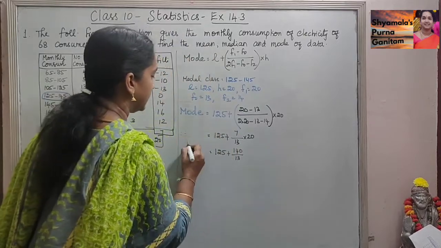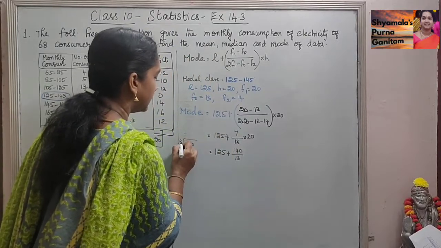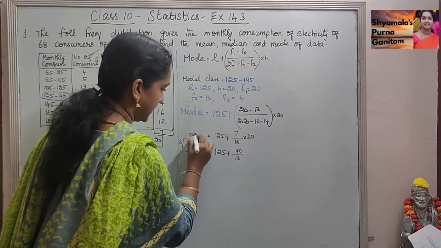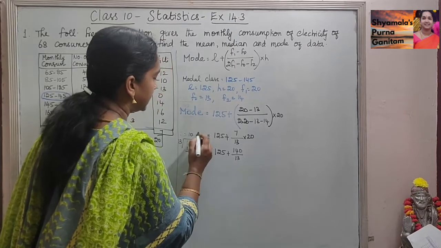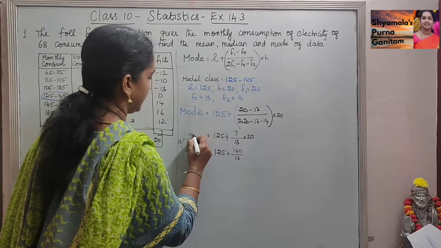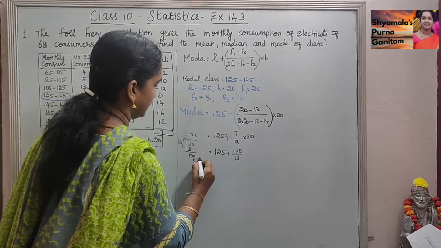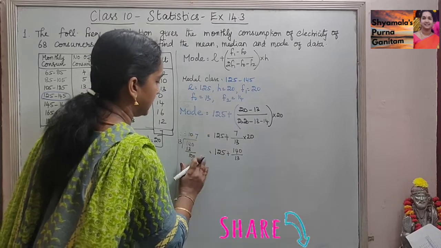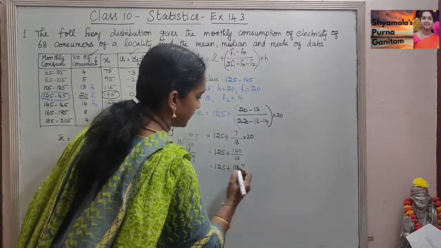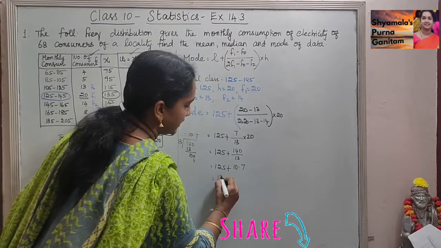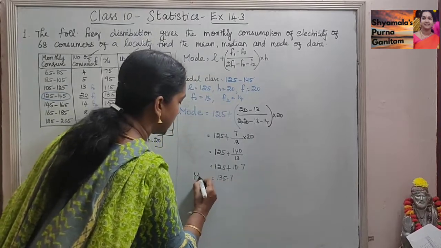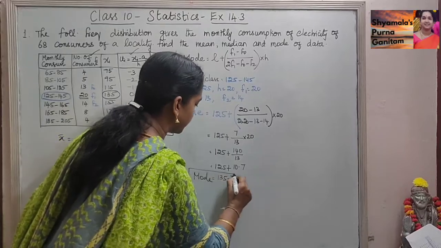So 140 divided by 13 is about 10.7. So this is 125 plus 10.7 we are getting. So when we add this, we are getting 135.7. So this is the mode for the given data.